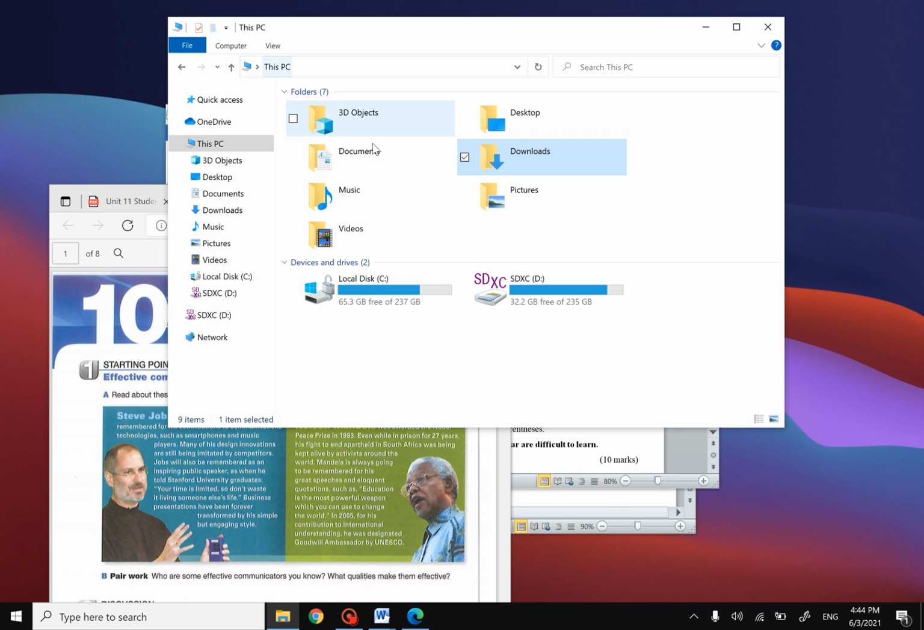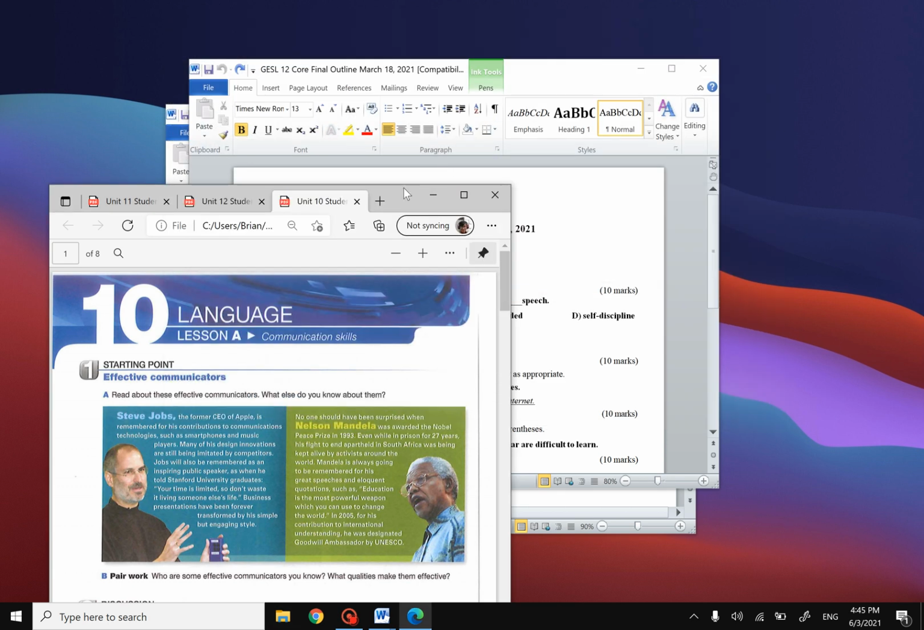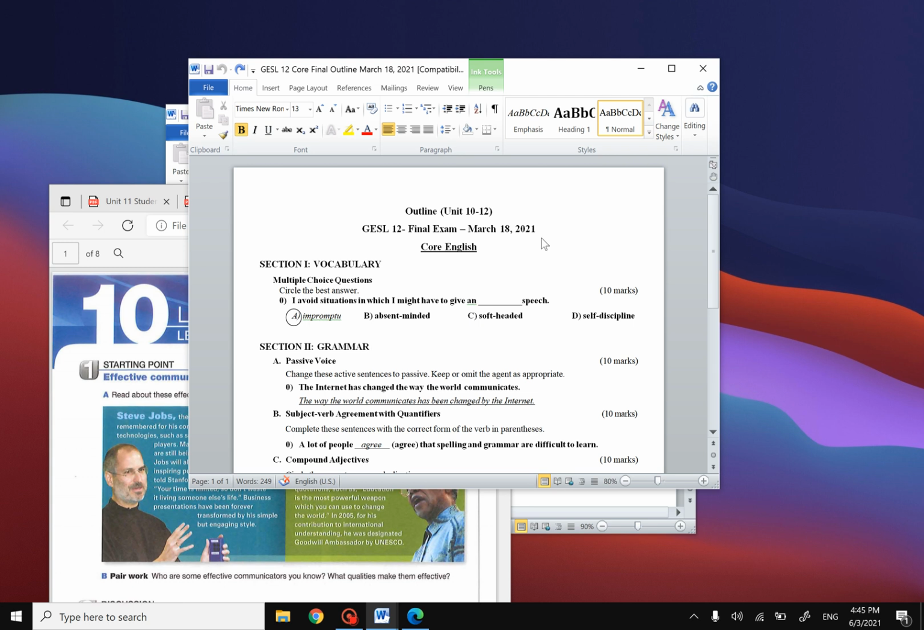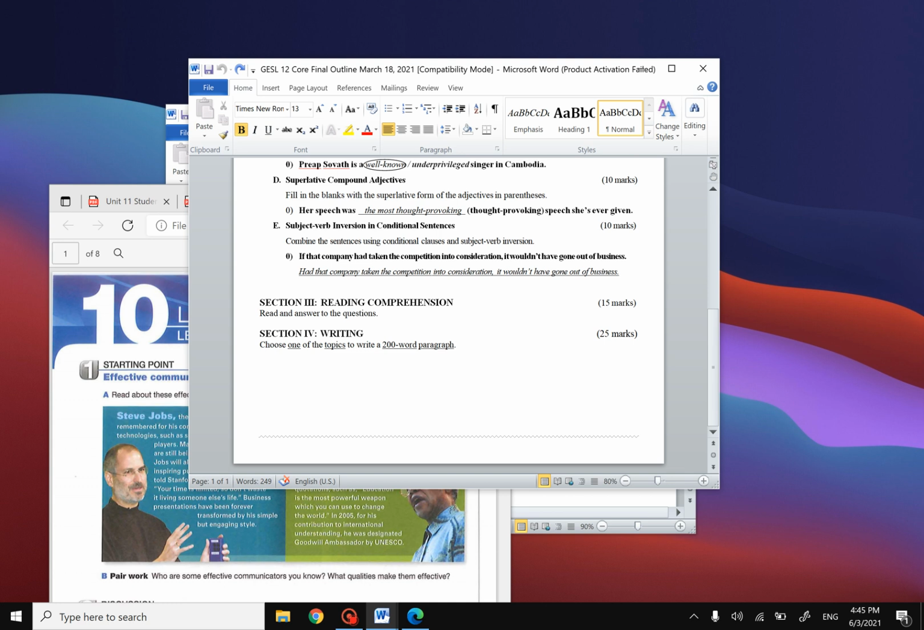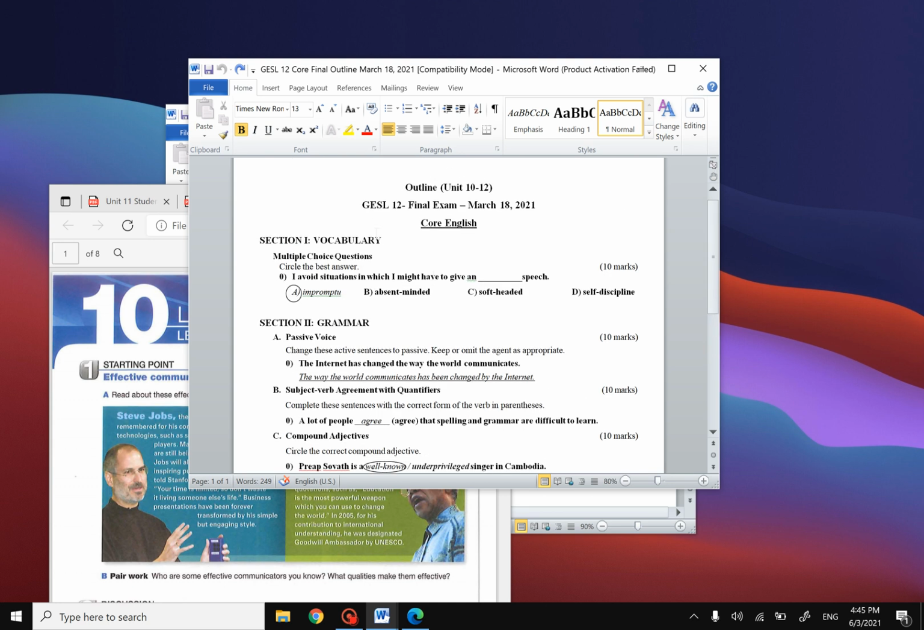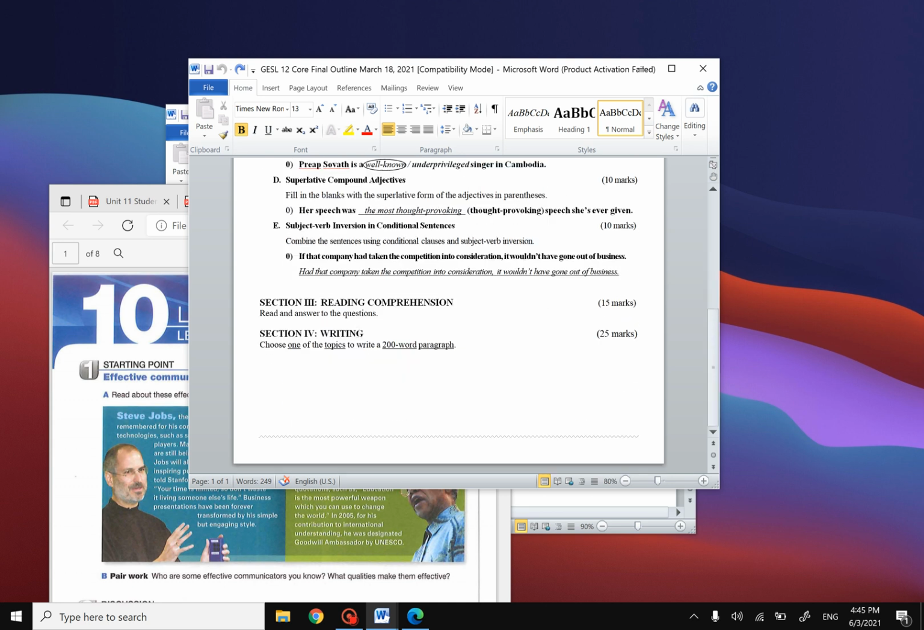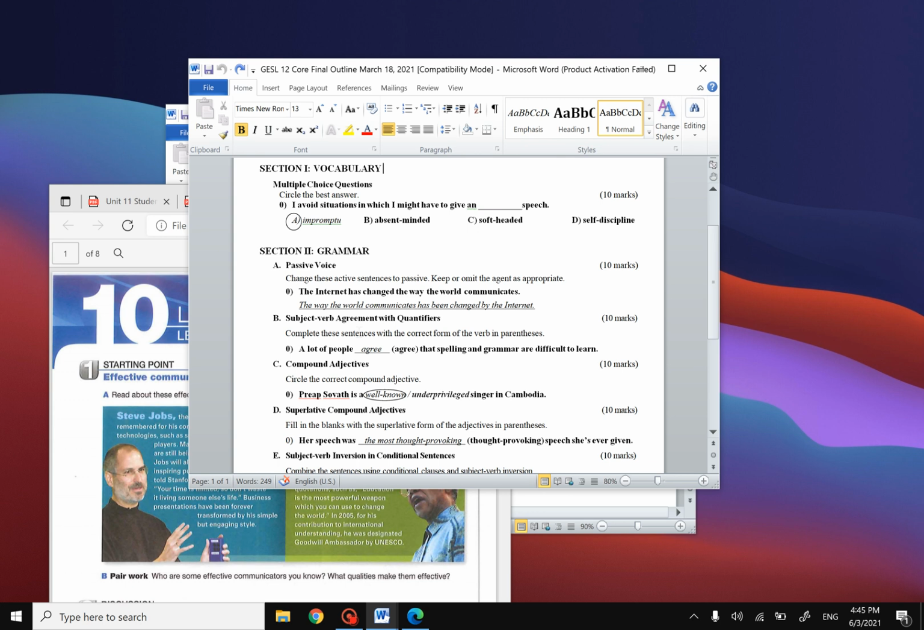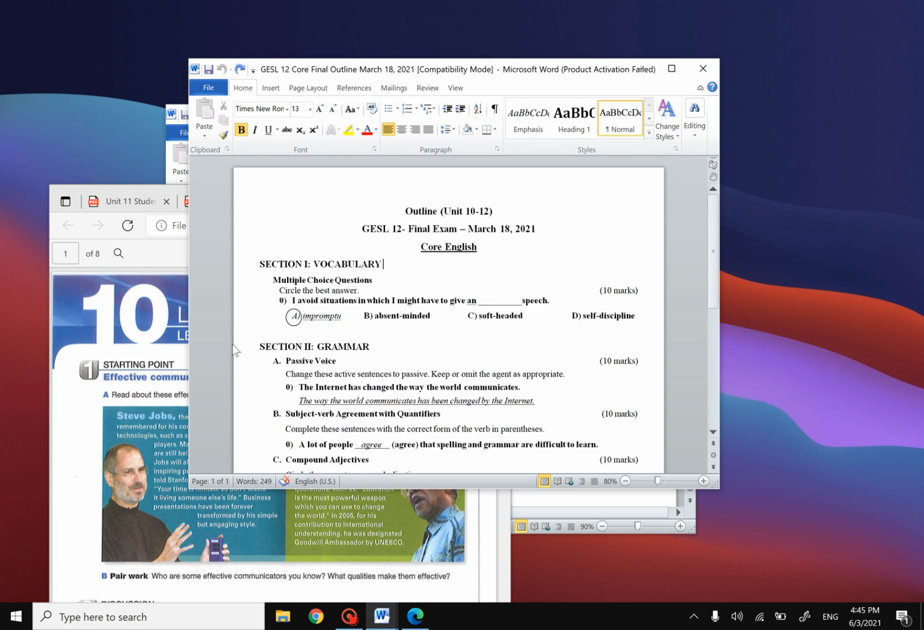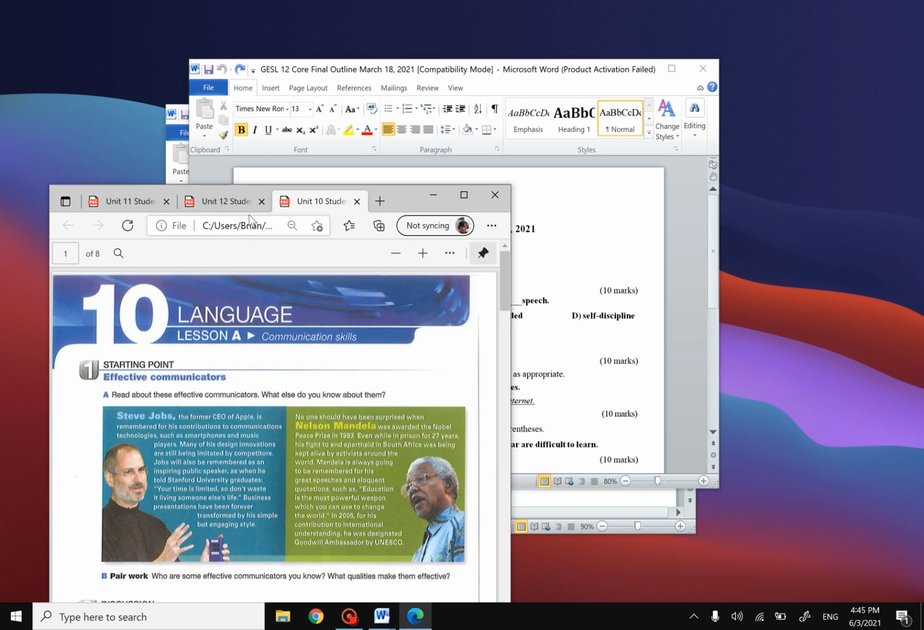So in today's session, I am going to review the lesson for the final exam. First of all, let's take a look at this outline. In this outline, we have four sections, just like our midterm: vocabulary, grammar, reading and writing. And for the vocabulary part, it will cover vocabulary from 3 units.